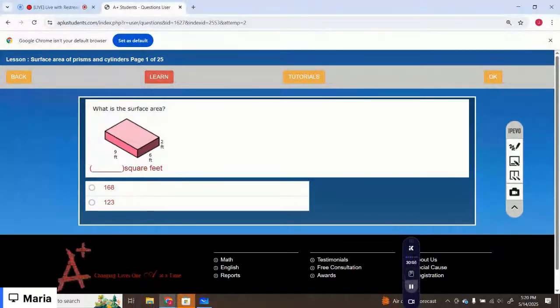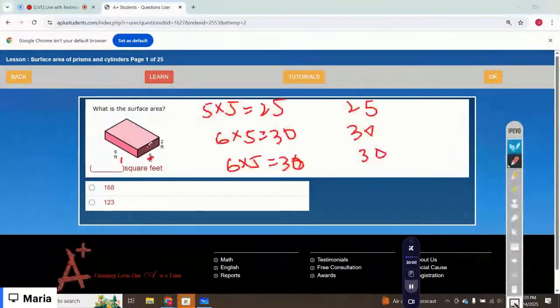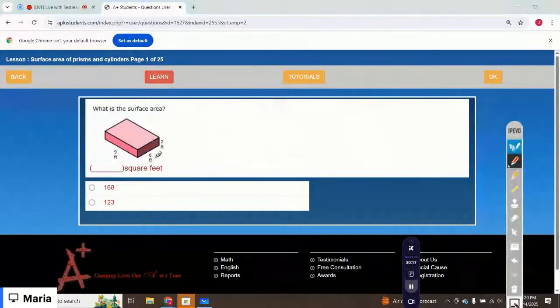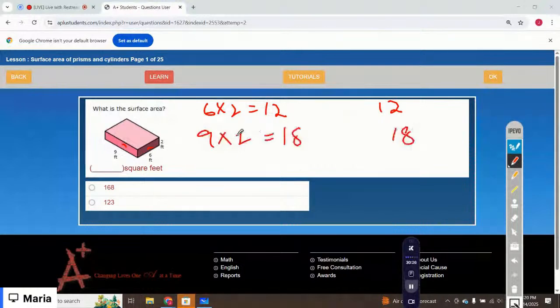What is the surface area? Let's just calculate the area of all the faces. Starting with this face, that is 6 times 2, which is 12, and they are in the form of pairs, so the other side has the same area. Now this one, 9 times 2 is 18, so the other one of the pair has the same area. Then 9 and 6, 9 times 6 is 54.